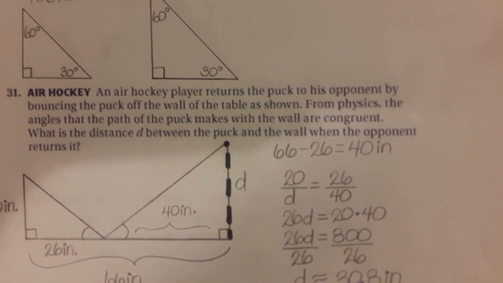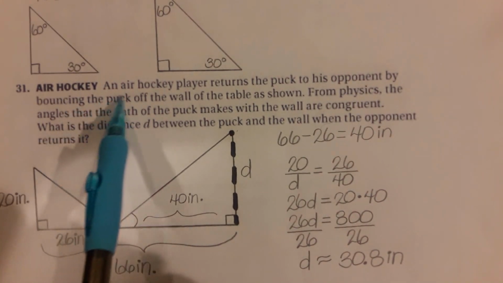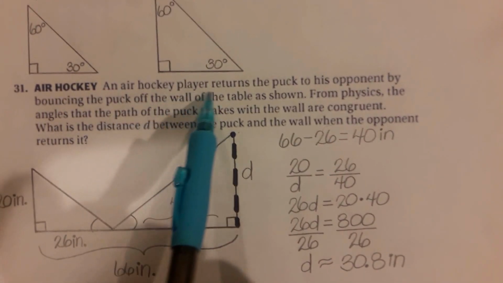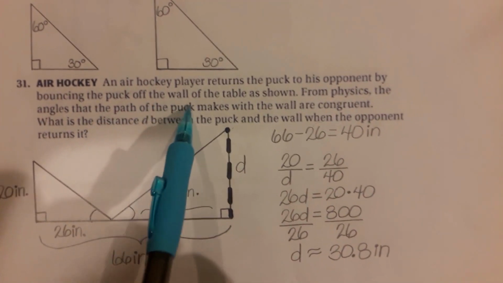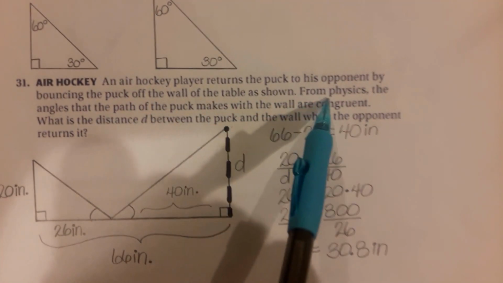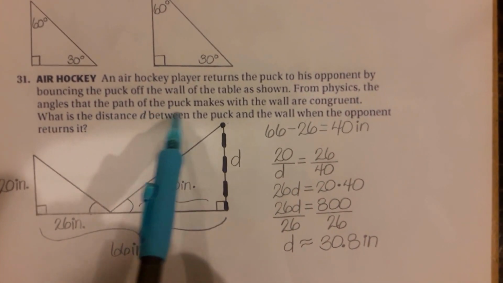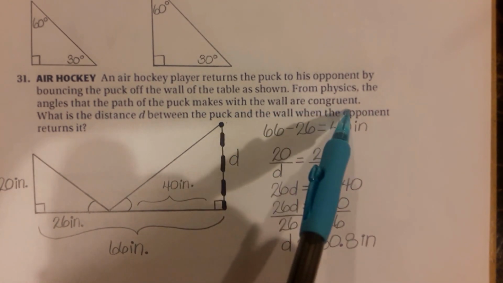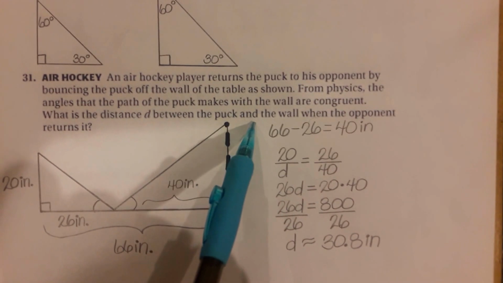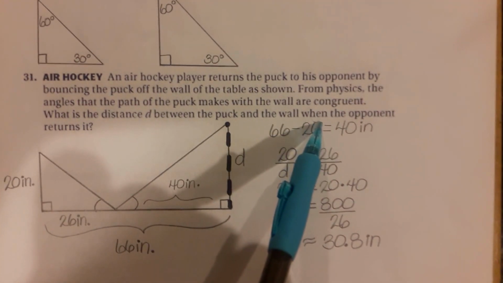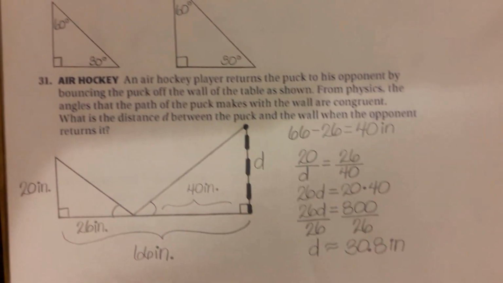Okay, let's look at number 31. So we have an air hockey player who returns the puck to his opponent by bouncing the puck off the wall of the table as shown. From physics, the angles that the path of the puck makes with the wall are congruent. What is the distance, d, between the puck and the wall when the opponent returns it?